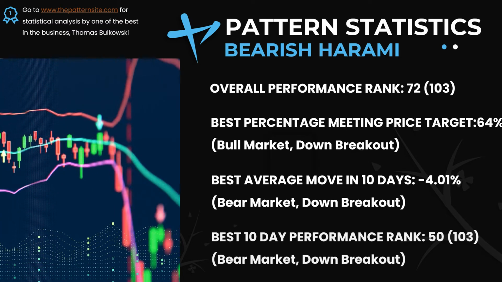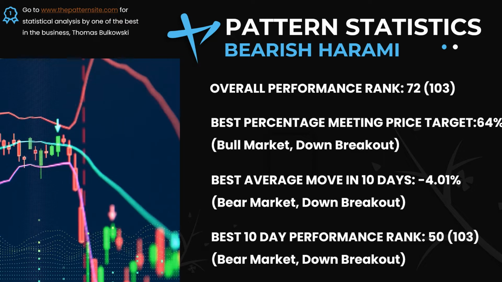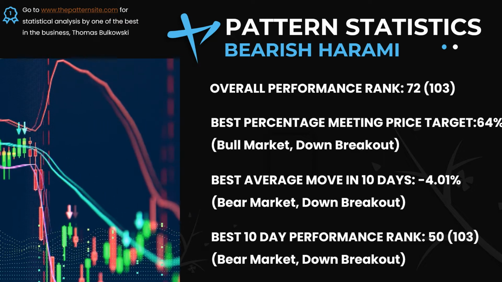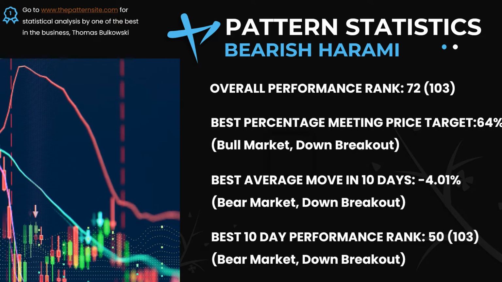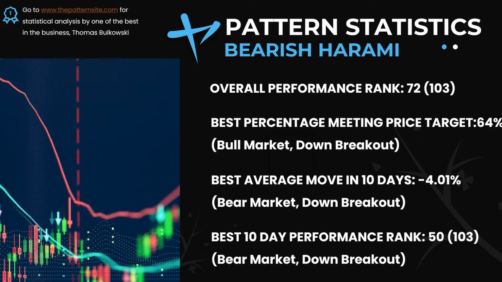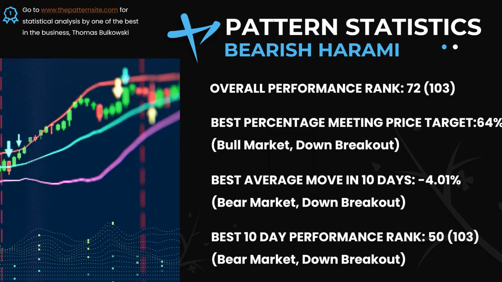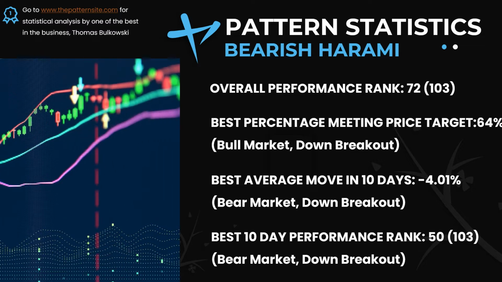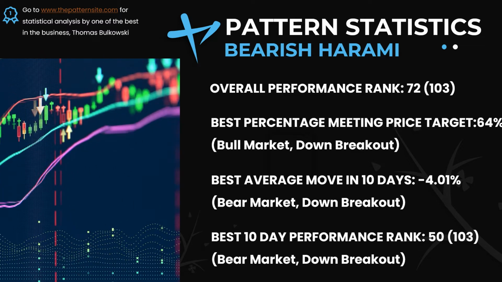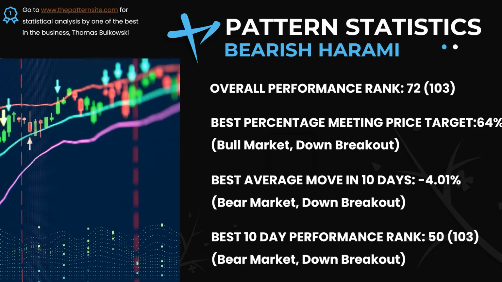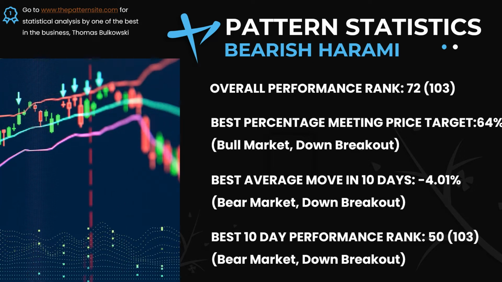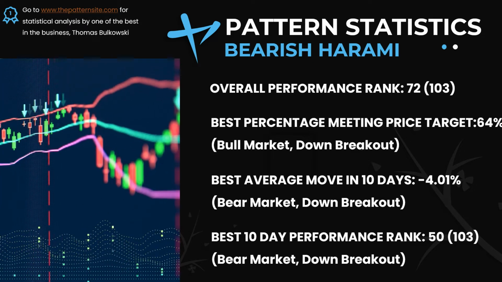Keep that in mind. Because of that, the 10-day performance rank is 50 out of 103. Take a look at the difference there. The overall performance is 72. But the 10-day performance of a downtrend down break, it goes to 50. So it is a much better signal in the correct environment, in this case being bearish.